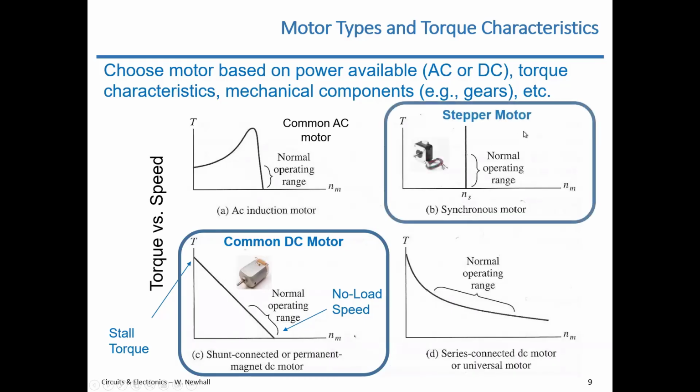Another kind of motor that you're likely to run into is a stepper motor. A stepper motor is a synchronous motor, and this has an interesting torque versus speed characteristic. The speed is independent of load as long as you're within the rated load limit of the motor. As you apply more torque, the speed is the same up until the motor might stop or start skipping steps. So we'll talk about stepper motors as well as DC motors.